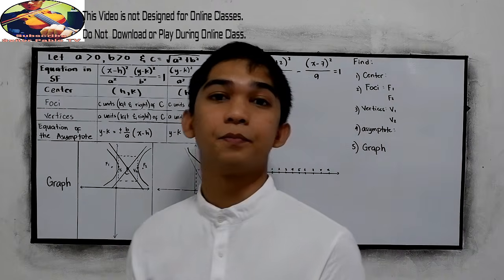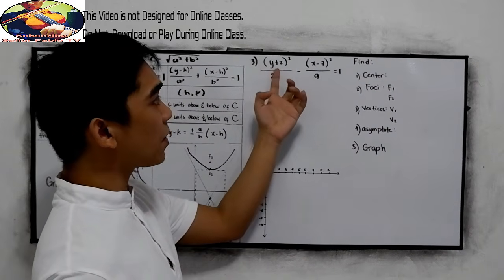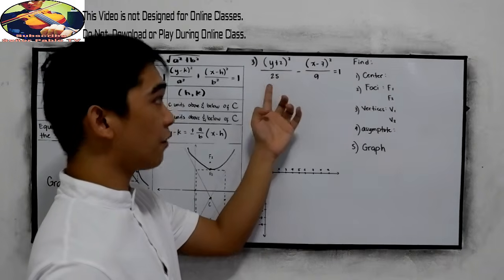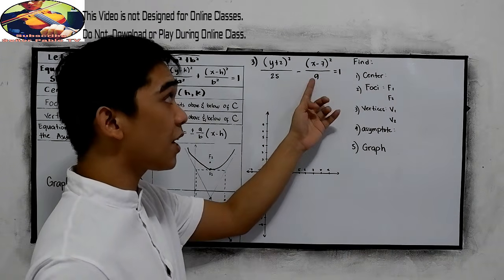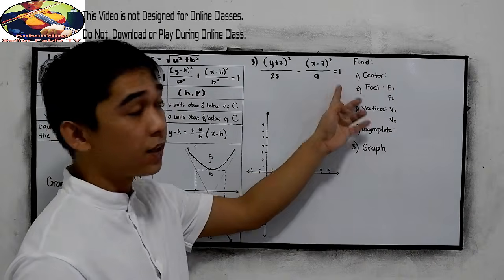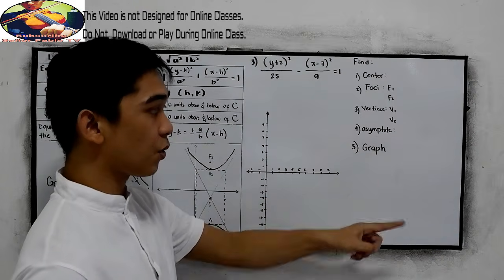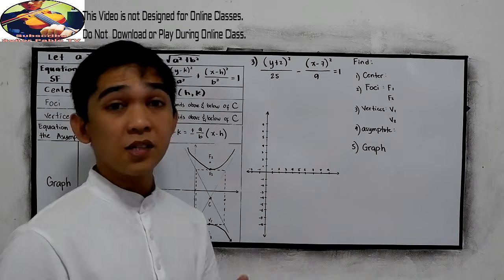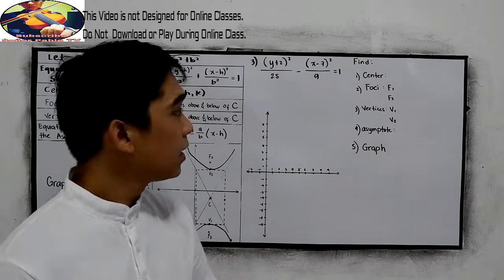Example number 3. Our given is the quantity y plus 2 raised to 2 all over 25 minus the quantity x minus 7 raised to 2 all over 9 is equal to 1. We're going to find the center, the foci, the vertices, the asymptote, and the graph. So first step, find a, b, and c.